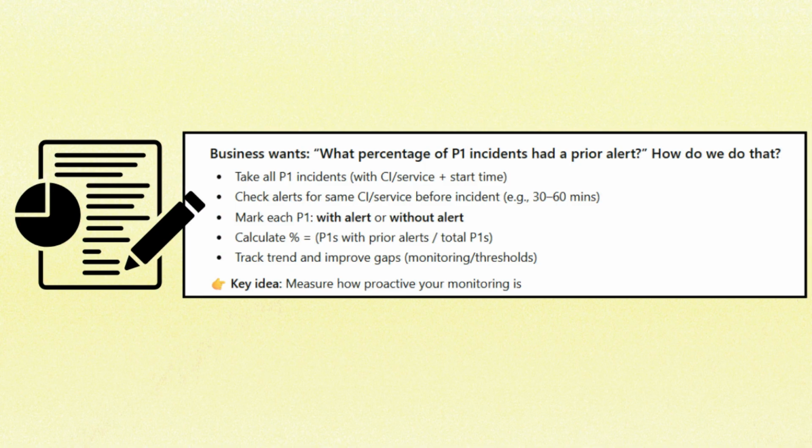Secondly, we analyze alerts for those same CIs or services in a predefined window before the incident, typically 30 to 60 minutes. If at least one alert exists, we mark the incident as with a prior alert. If not, we mark the incident as without prior alert. The next step is to calculate the percentage and track it over time. And finally, the incidents without prior alerts become a key input to improve monitoring and thresholds.